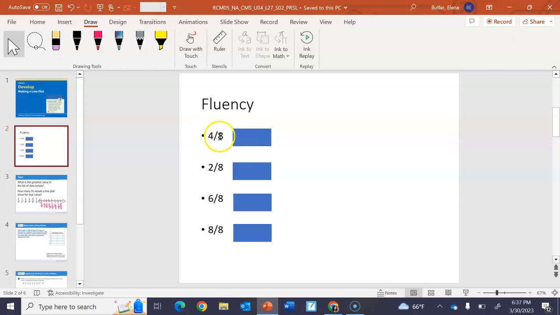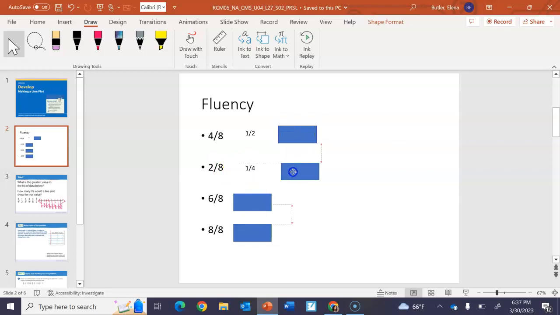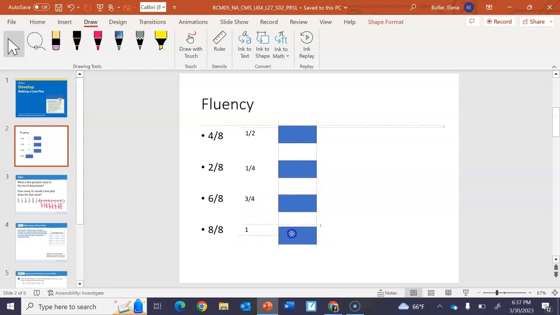So, for example, we have 4/8. I'm going to say 3, 2, 1, and you are going to tell me the answer. So 4/8 is the same thing as what? 3, 2, 1, 1/2. 2/8 is the same thing as what? 3, 2, 1, 1/4. And 6/8 is the same thing as what? 3, 2, 1, 3/4. And 8/8 is the same thing as what? 1/2. Okay, so these are our equivalent fractions that we may run into as we are plotting points.